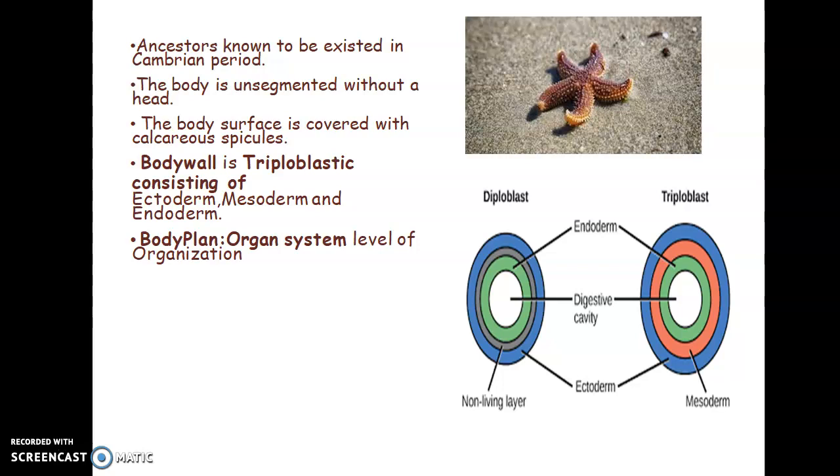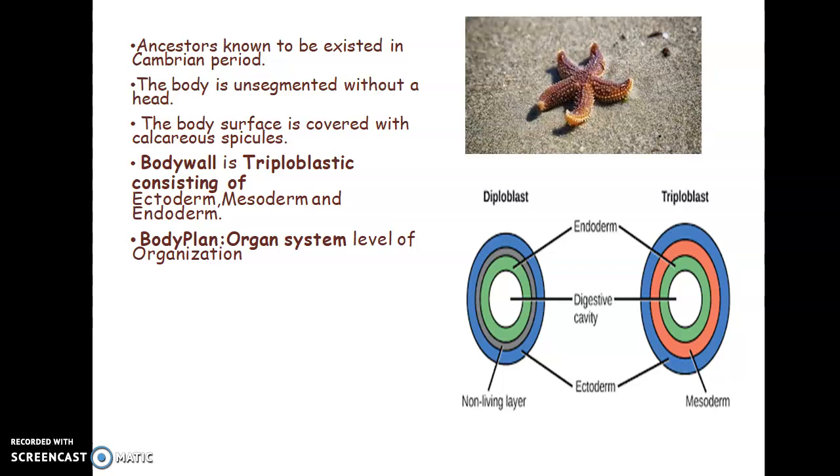Their body wall is triploblastic. What does triploblasty mean? You may be familiar with the difference between diploblasty and triploblasty. Diploblasty is the condition in which the germ layers consist of two layers, an outer ectoderm and an inner endoderm. In triploblasty, the germ layers consist of three layers: an outer ectoderm, a middle mesoderm, and an inner endoderm. Triploblasty is usually seen in higher chordates, and this higher chordate character can be observed in phylum Echinodermata.